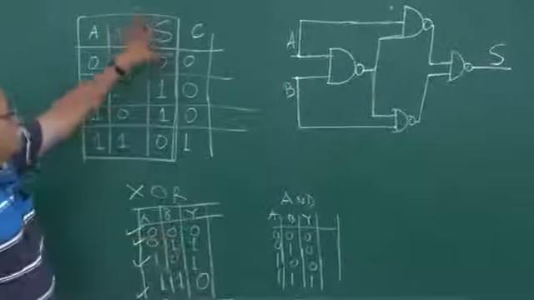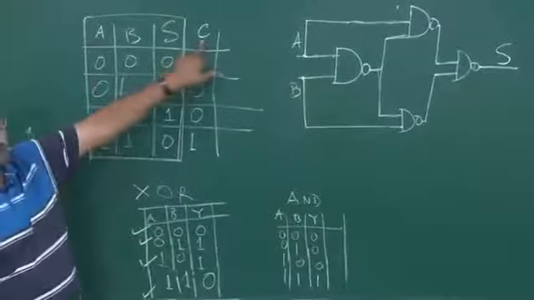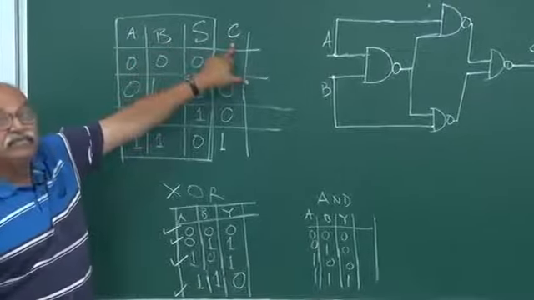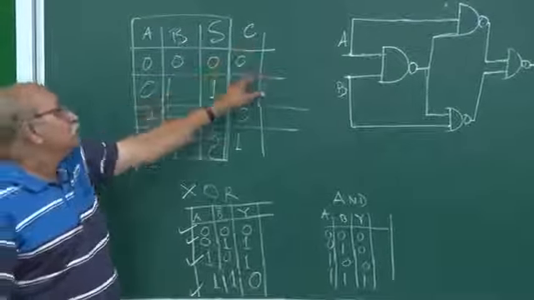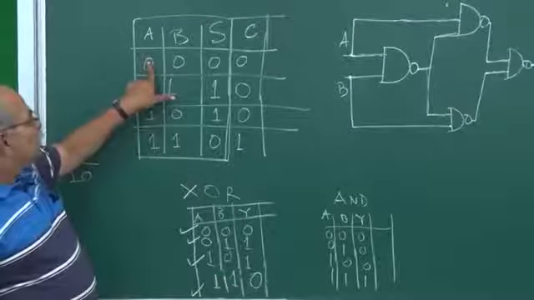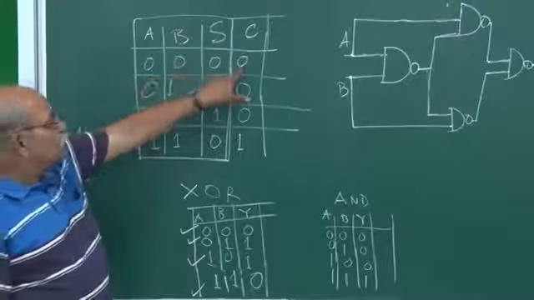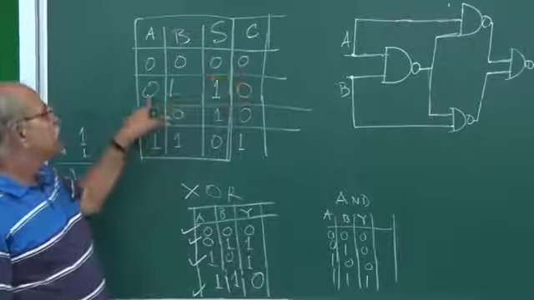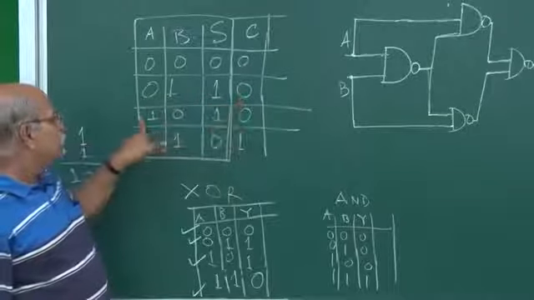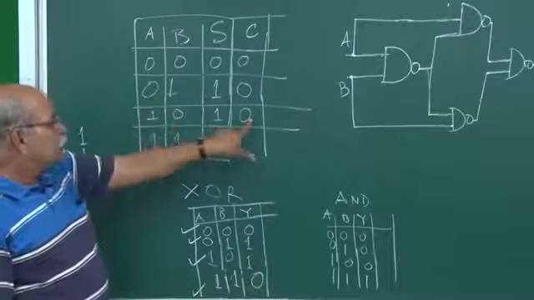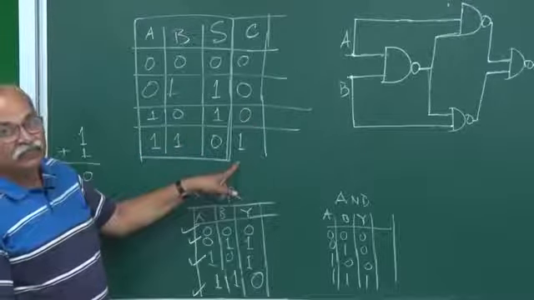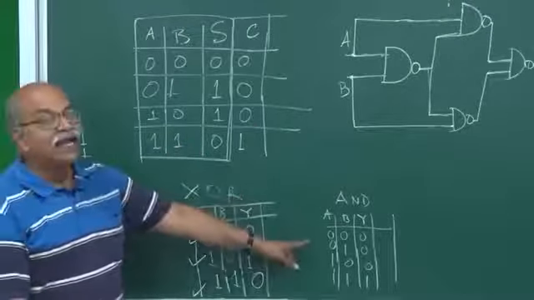Now, look at this table and for carry, A and B are input and this carry C is the output. So if you look at it carefully, for 0, 0 output should be 0, 0, 1 output should be 0, 1, 0 output should be 0, 1, 1 output should be 1. It is nothing but AND gate.